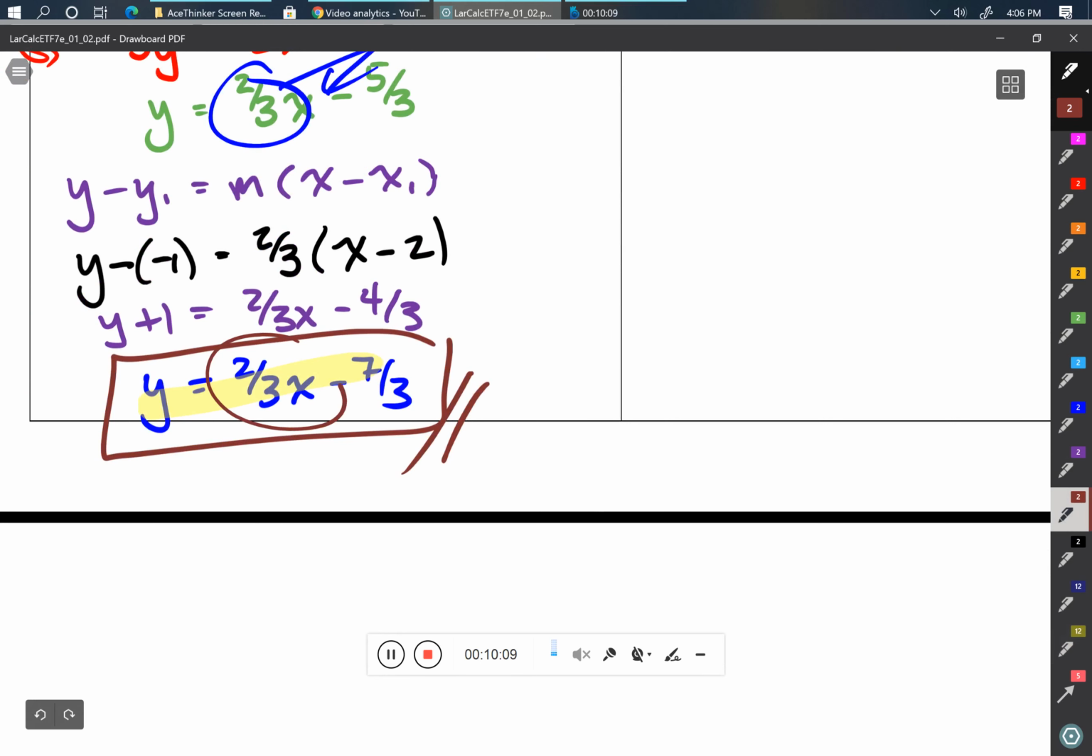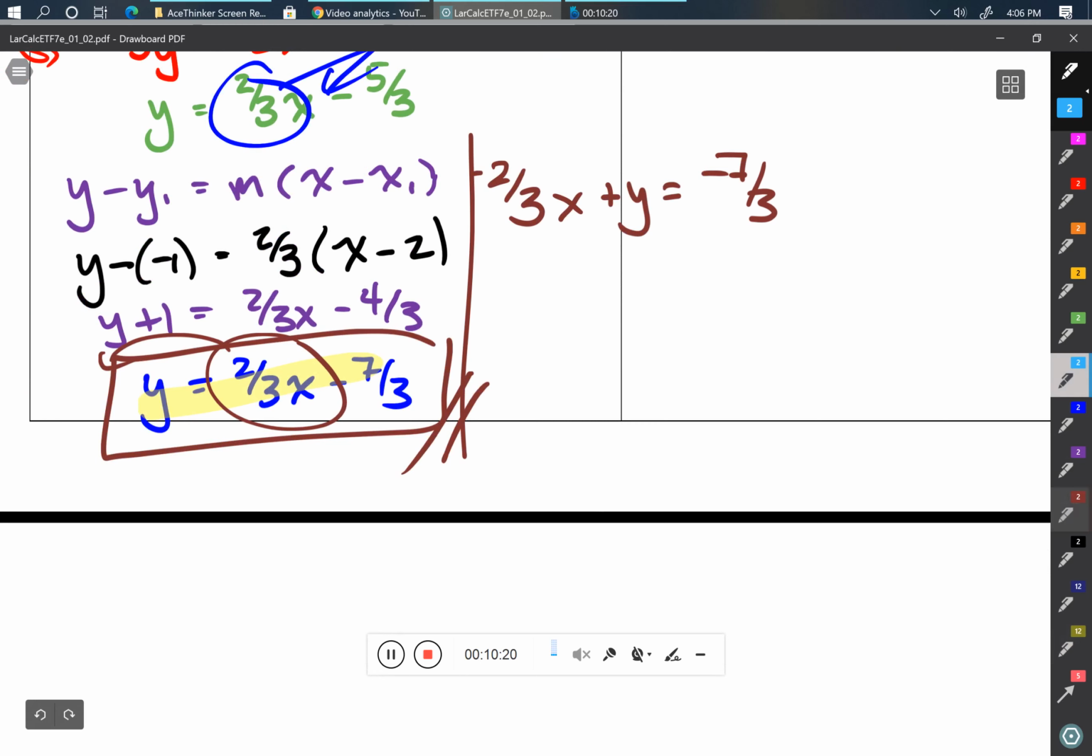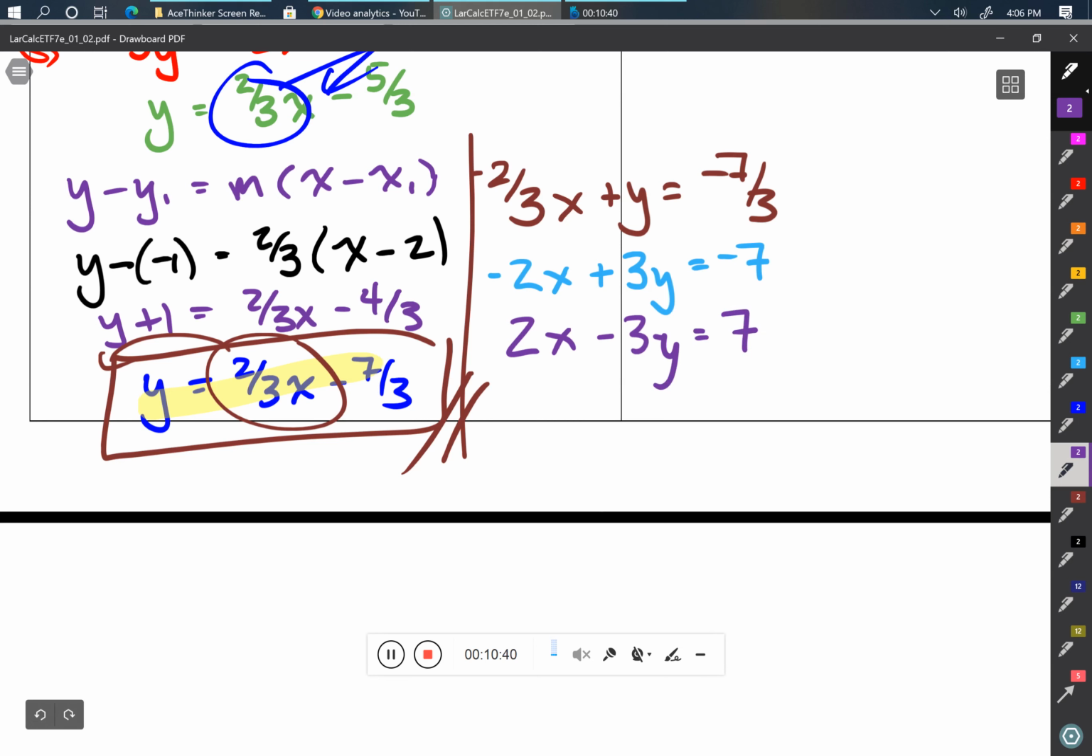So what I need to do is take this and move it back over to the left, which would give me what? Negative 2/3 x plus y is equal to negative 7/3. Now, some people will argue that you should multiply through by 3 and make that negative 2x plus 3y is equal to negative 7. Other people will argue that you should multiply through by a negative 1 and get 2x minus 3y is equal to 7. That's an ugly y.